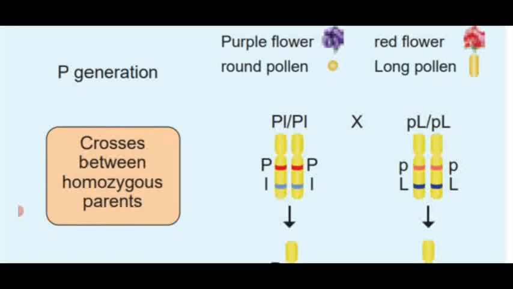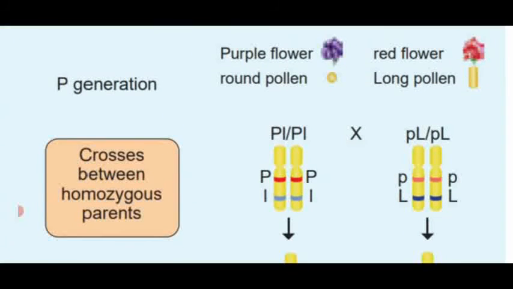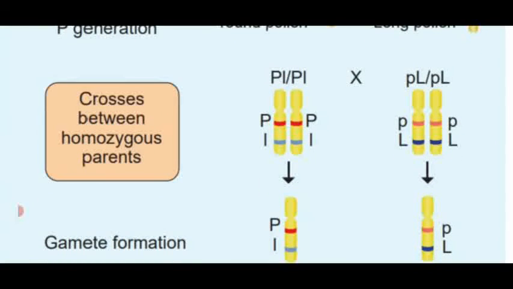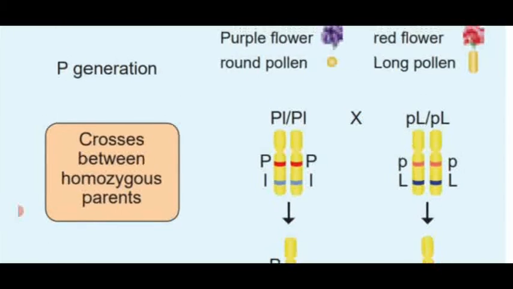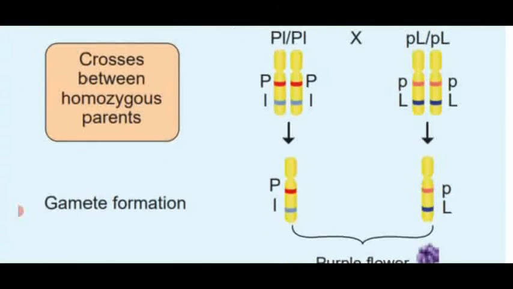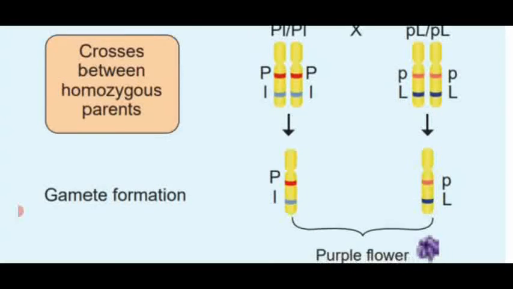They should occur in pairs, that is capital P, small l, crossed with red flower. What is that? Small p. What is the pollen? Long pollen, so capital L. So they occur in pairs. The cross is between homozygous parents. The gamete formation is: first one is capital P, small l; second one is small p, capital L.